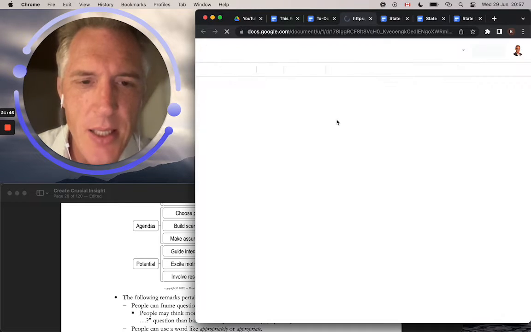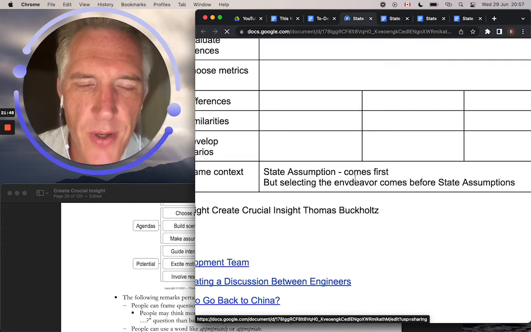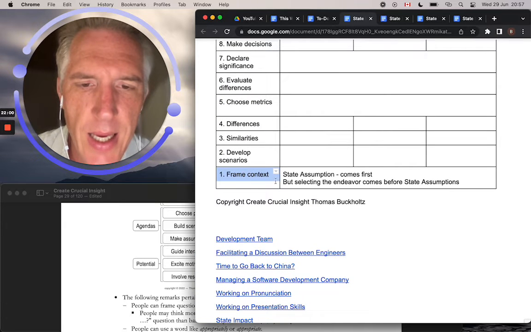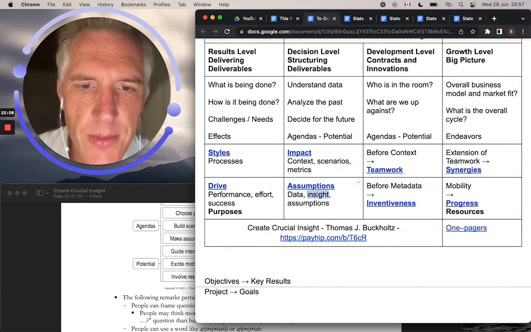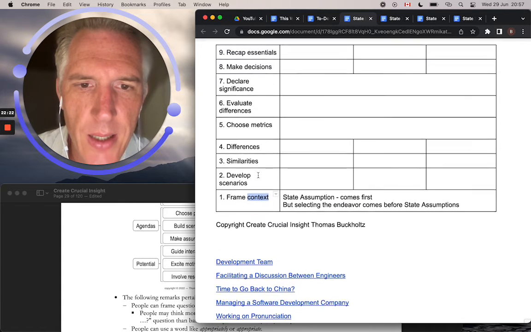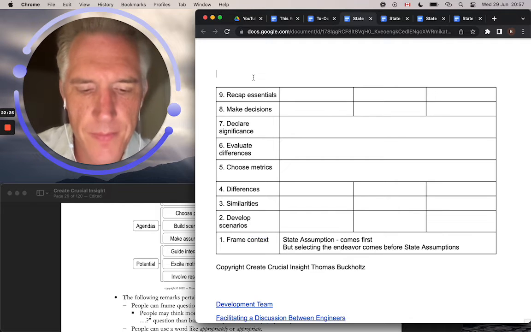So in this checklist, I put state assumptions first, but that's actually not really true. Selecting the endeavor comes before state assumptions. All right, so framing the context: before we can frame the context, we have to select the endeavor. And then after we've selected the endeavor, we can go into the assumptions checklist, start to do the research, start to develop some insight, start to look at some assumptions, and then from there we can go back and complete the context.